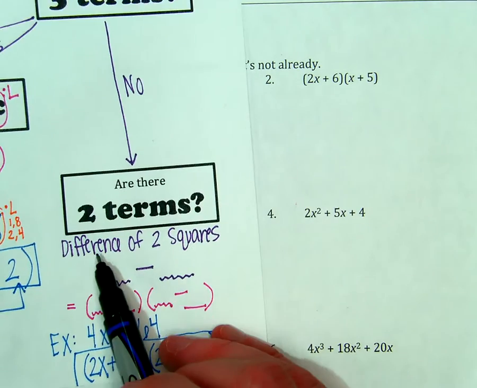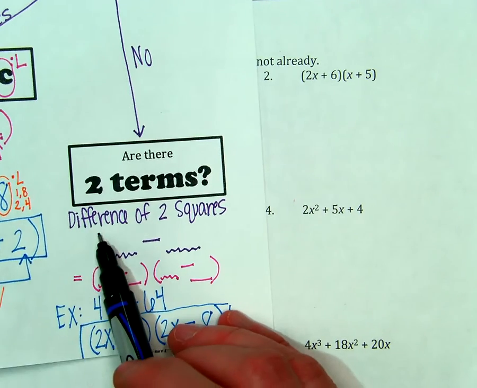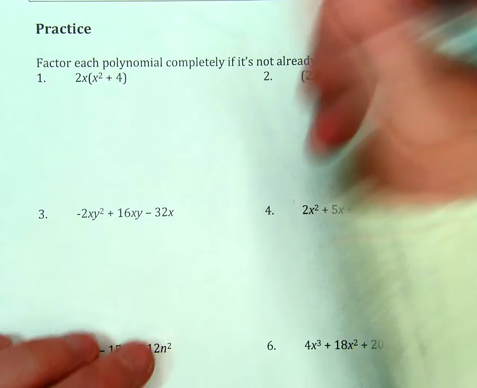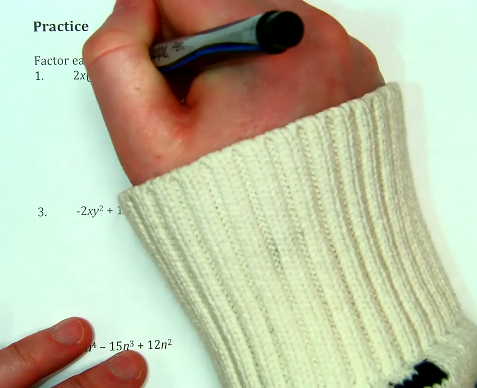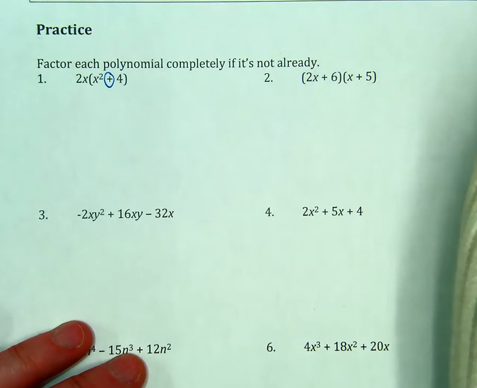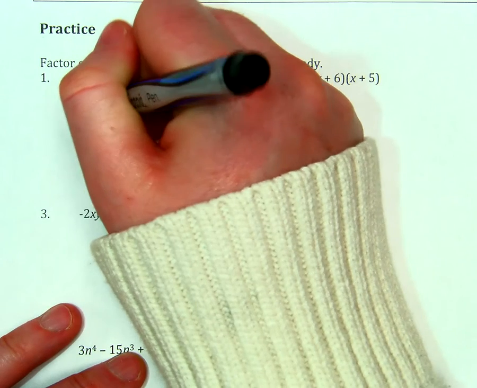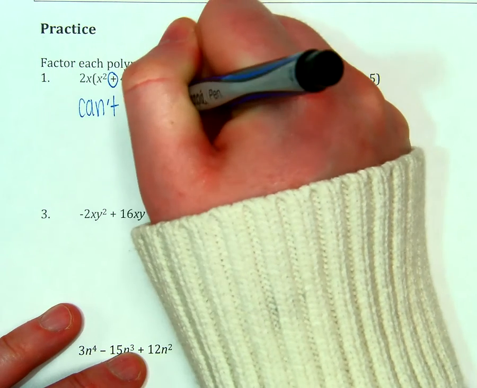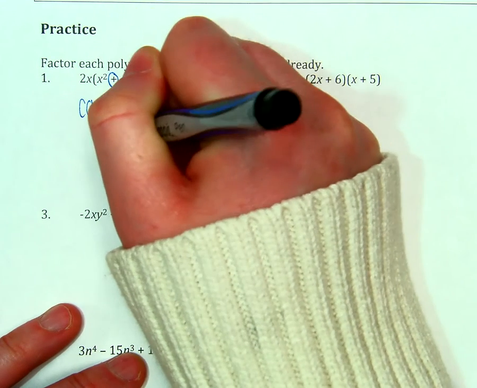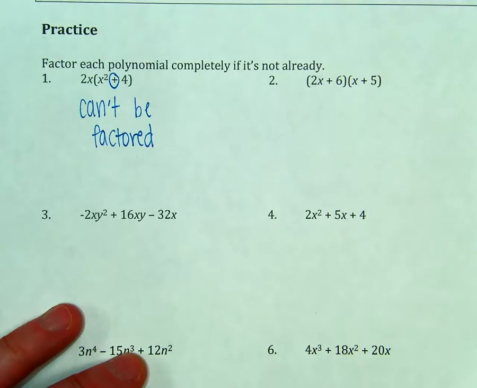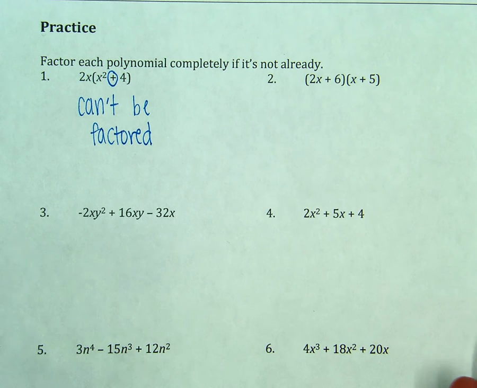But remember that difference in math means subtraction. And if you look right here, guys, this does not have a subtraction sign in there. So this one actually can't be factored any farther. So you just write here that it can't be factored. Kind of weird, but that's an answer sometimes.